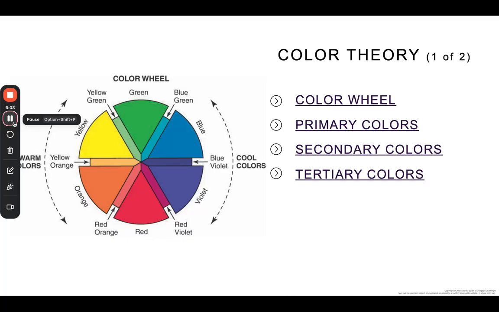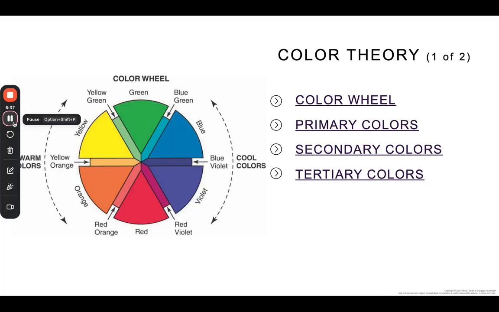Then we have what we call tertiary colors. They are a direct result of mixing equal parts of one primary color and one of its neighboring or nearest secondary colors. So for example, red orange, red violet, blue violet, blue green, yellow green, and yellow orange. They are all tertiary colors, or we may also refer to them as intermediate colors.